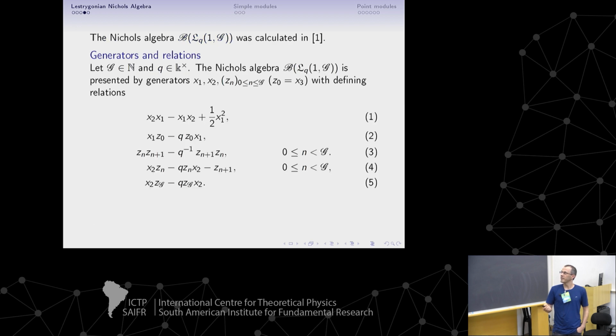Because in this case, the element x1 is nilpotent. But it's nilpotent in every finite-dimensional representation. In particular, if the representation is simple, then x1 is 0. So the case G equal to 1 is simple. And this part is more hard.